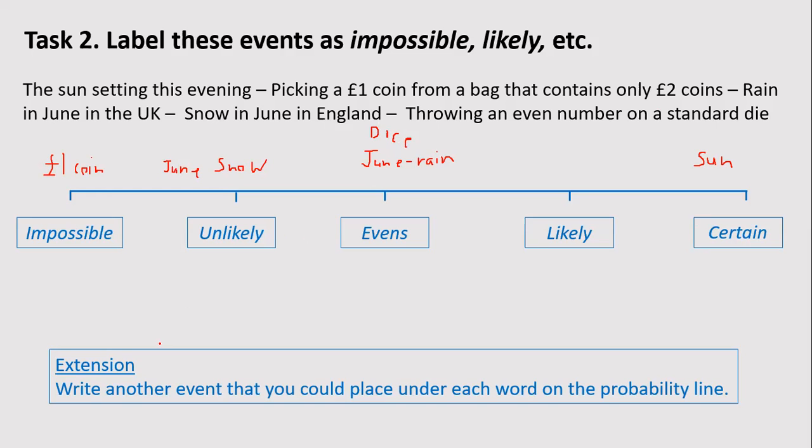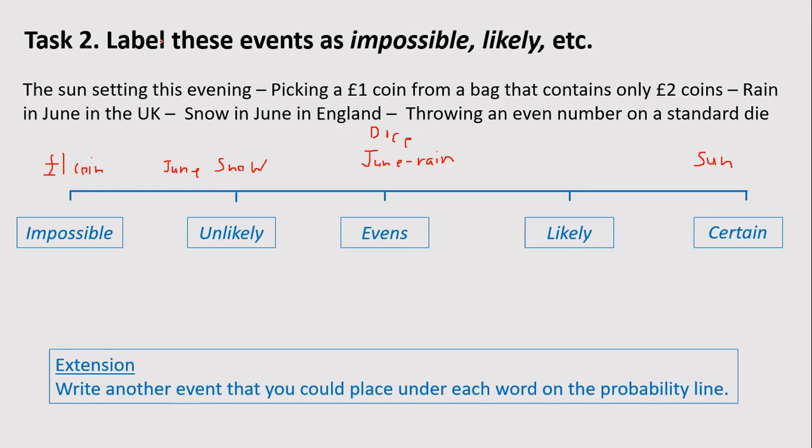So your extension is to write another event that you could place under each word in the probability line. I'll ask you all to send me your answers to that. Obviously, you're all going to have different things, so that's something I'm going to have to look at with you next time. Okay.